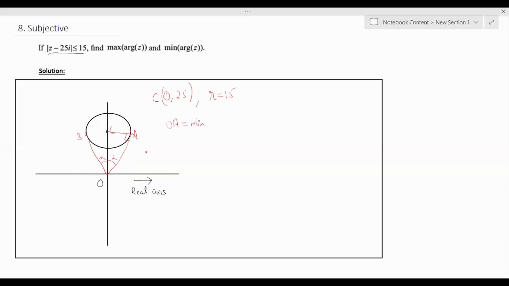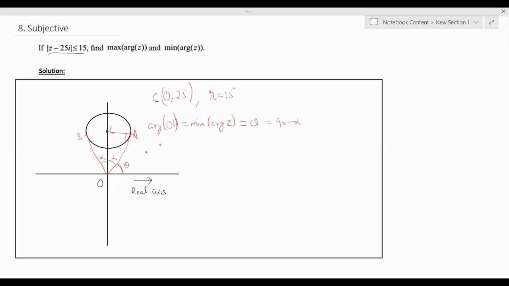OA, or argument of OA, will be the minimum argument of Z. So if I give the name of this angle as theta, minimum argument of Z will be what? Your theta. Observe this, and from the diagram you can have that as 90 minus alpha.